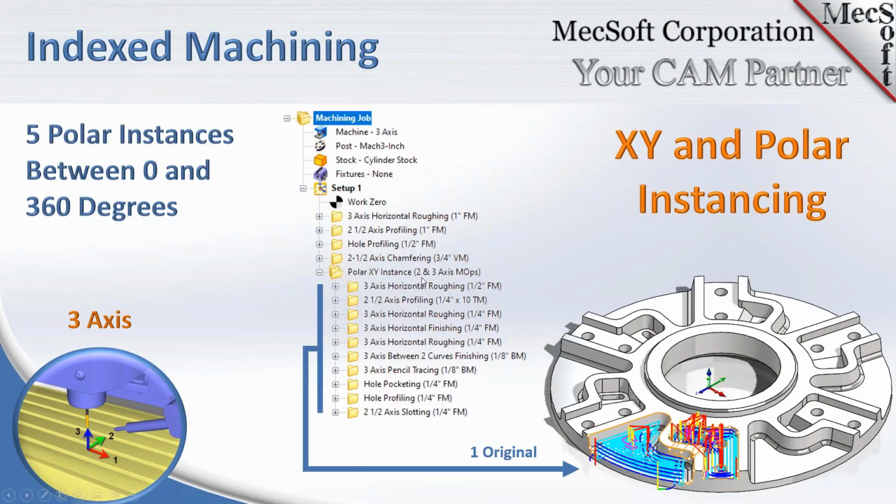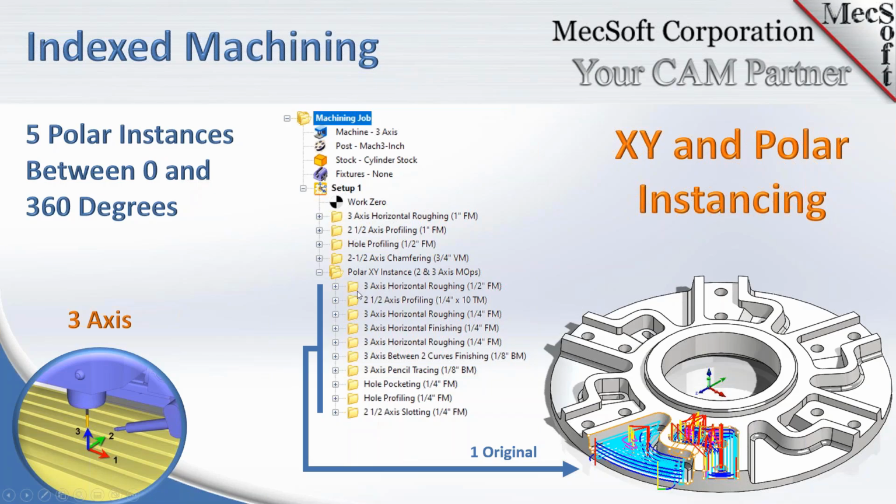Now we're going to stay with the 3-axis, and what we're considering, we're adding indexing and end with this webinar. So we show here polar instancing. You can do XY instancing or polar instancing, and we're going to show you both of those. But in this example right here, we have programmed one of these instances here. You see down here in the part itself.